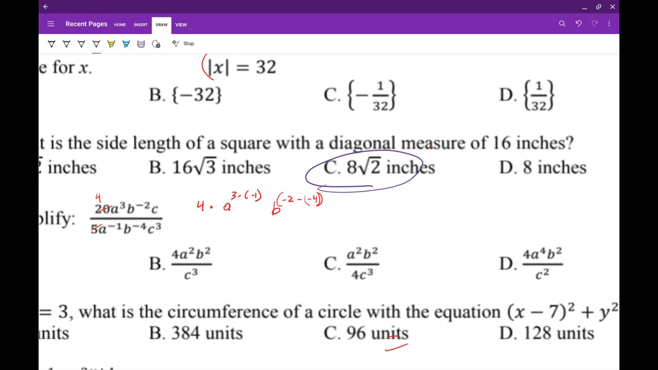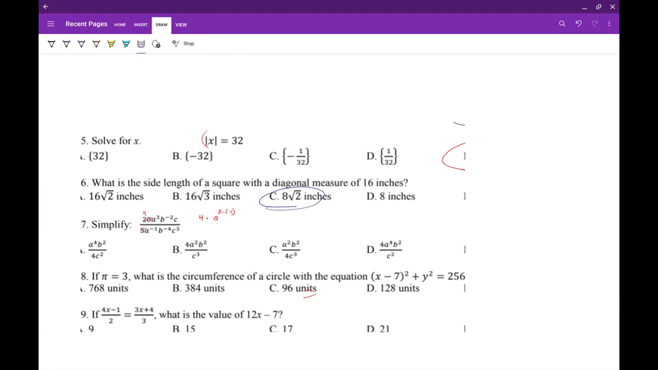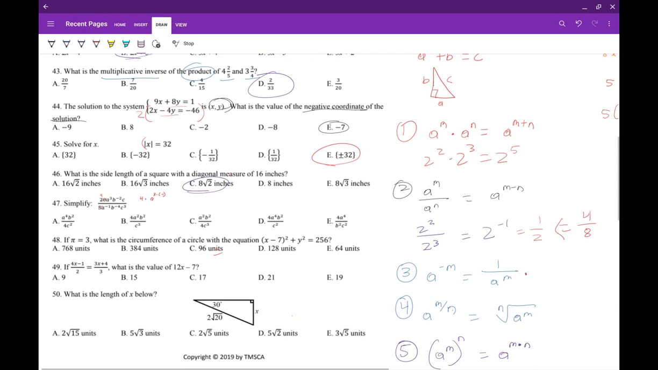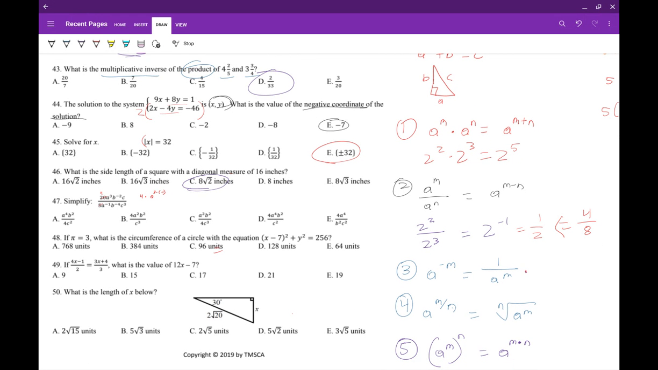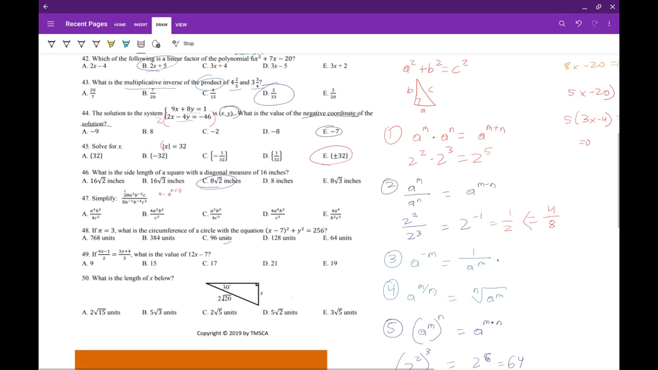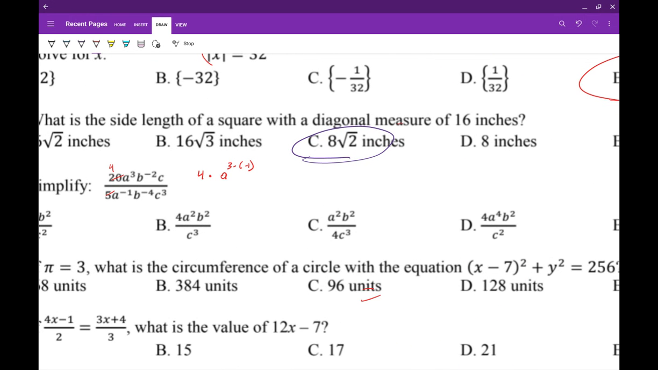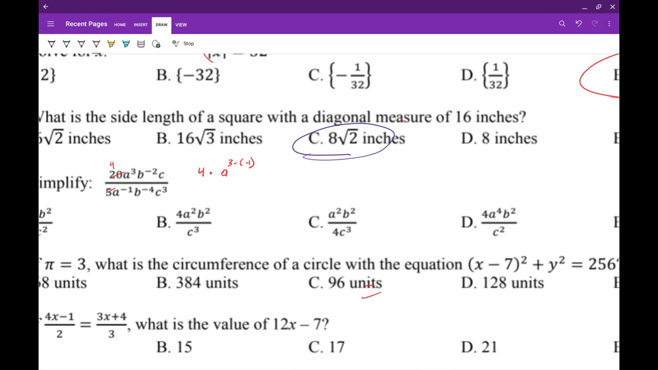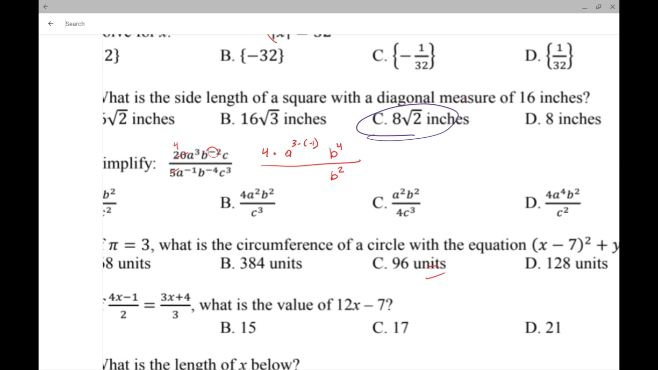You could think, couldn't you flip the denominator and numerator and do it like that? Yeah, you could. But when you're dividing like this, you can also just subtract. If you don't know what I'm talking about, rule number 3: anything to the negative power is 1 over that. So let me do it that way. b to the negative 4th is going to be 1 over b to the 4th. So that's just b to the 4th power, and that's over b squared because this has a negative also.